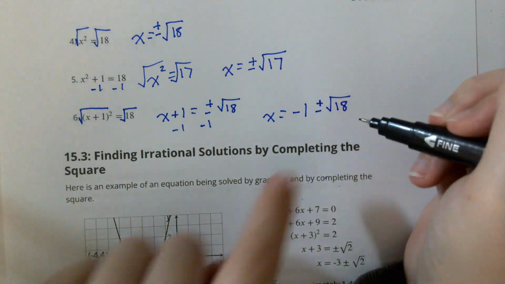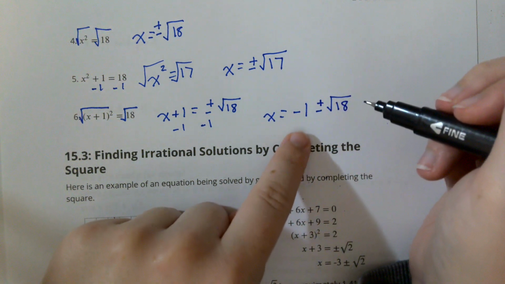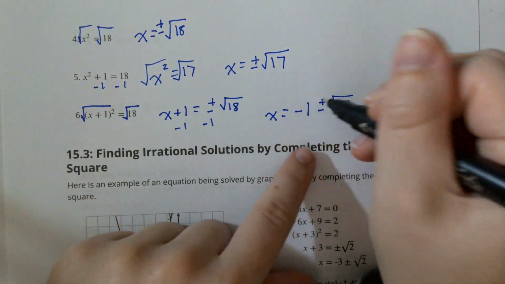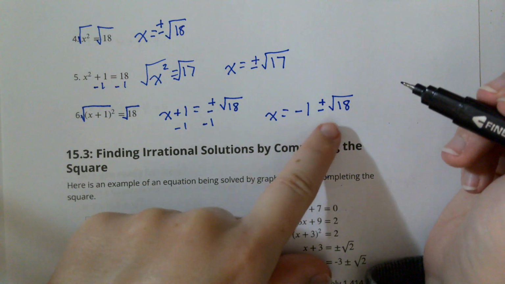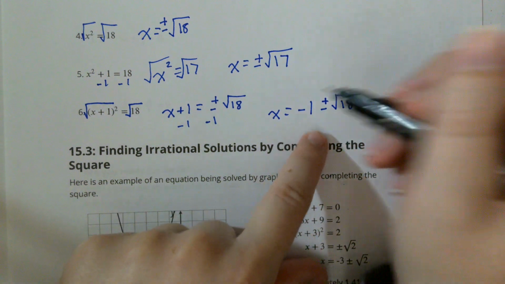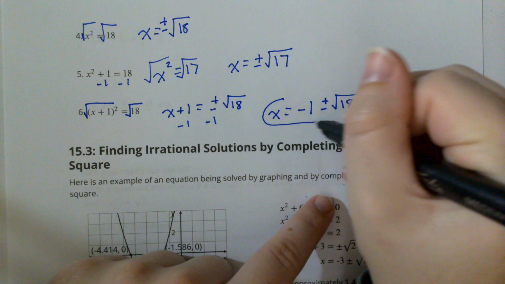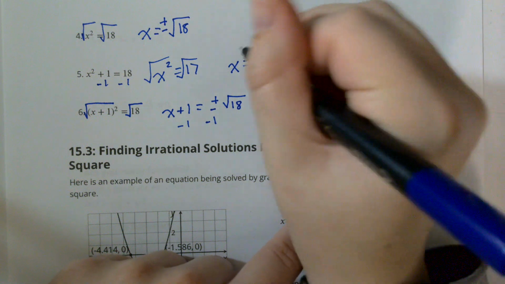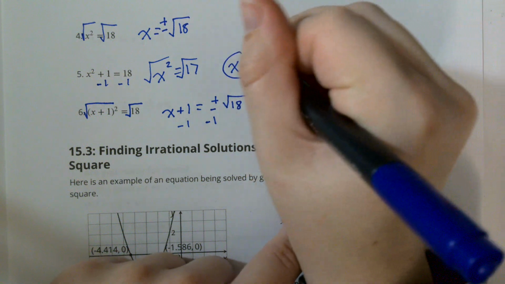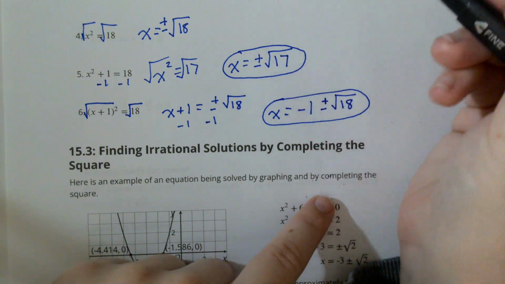So this is two solutions, remember. Don't forget that even though it looks like it's one solution, it's either negative 1 plus the square root of 18 or negative 1 minus the square root of 18. Just like how this is two solutions, positive square root of 17 or negative square root of 17.